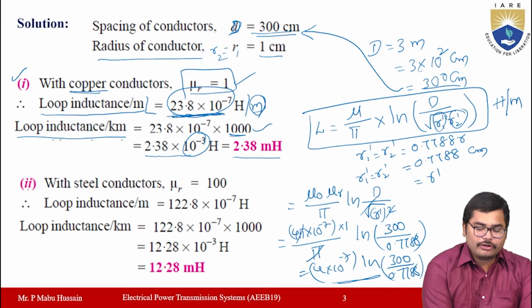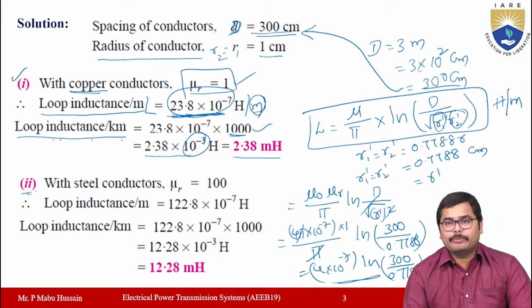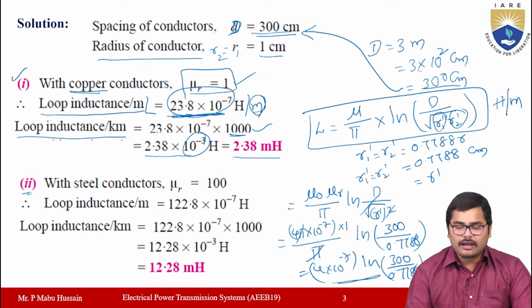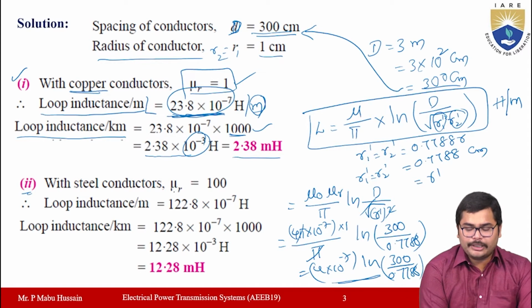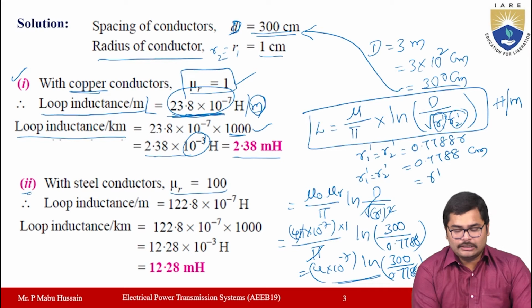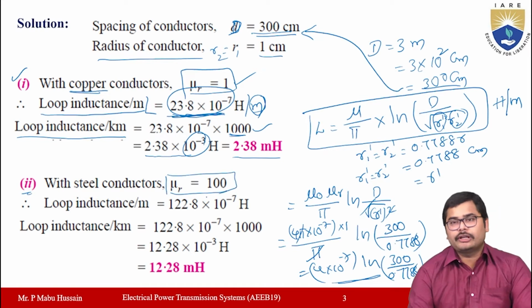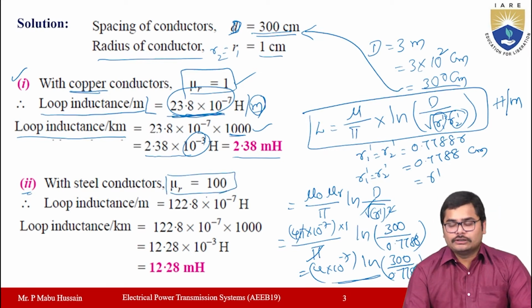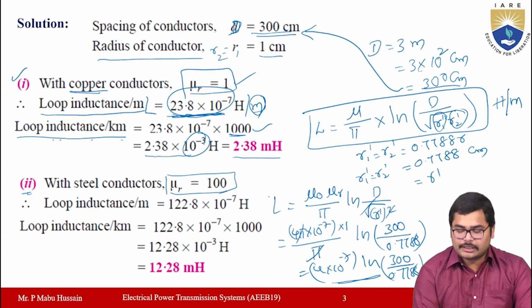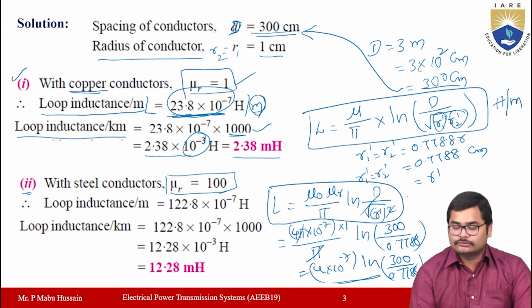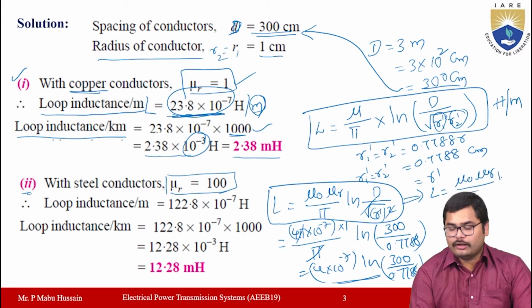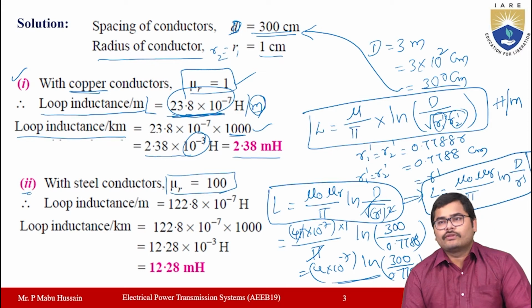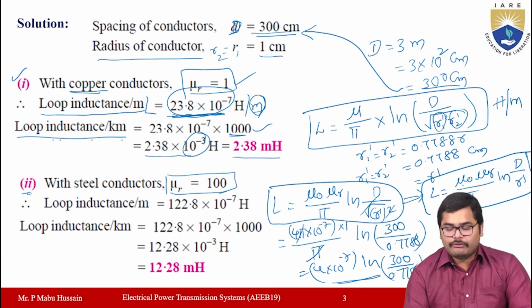Now in the second case, you have to consider the conductors to be steel conductors. And the relative permeability of steel is already given in the problem. That value is 100. So mu r is 100 here. Now you have to take the same equation again. So from this, L is equal to mu naught mu r by pi into ln d by r dash. Same equation you have to take. Then mu naught value you already know.